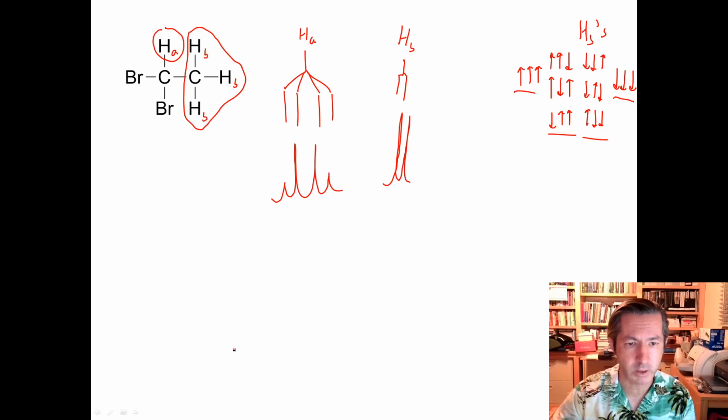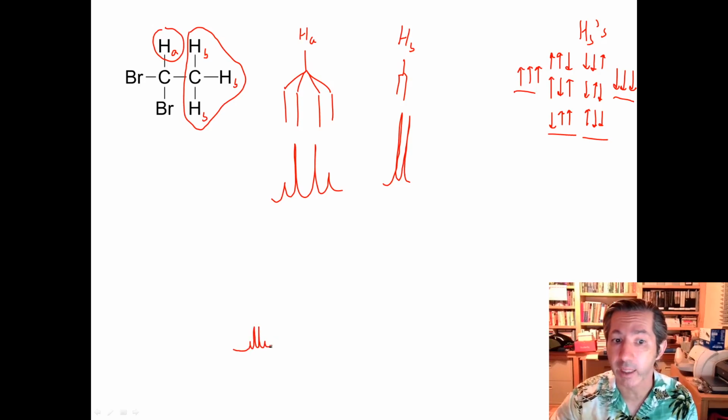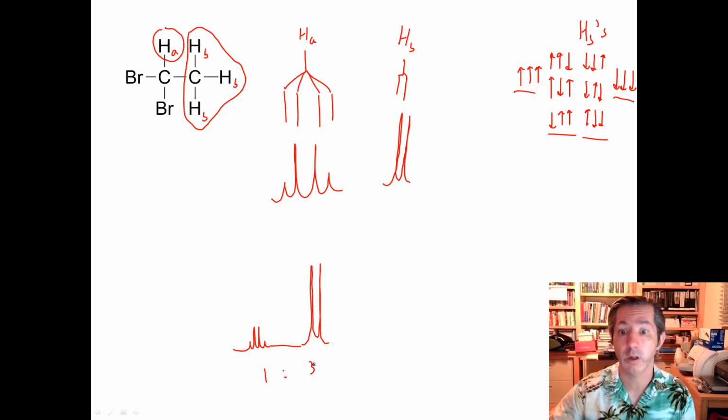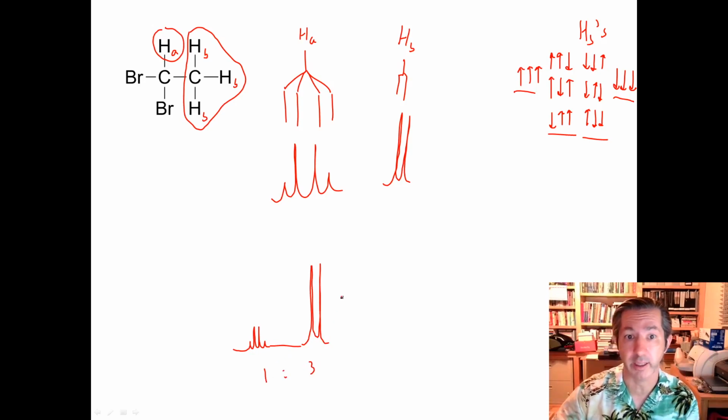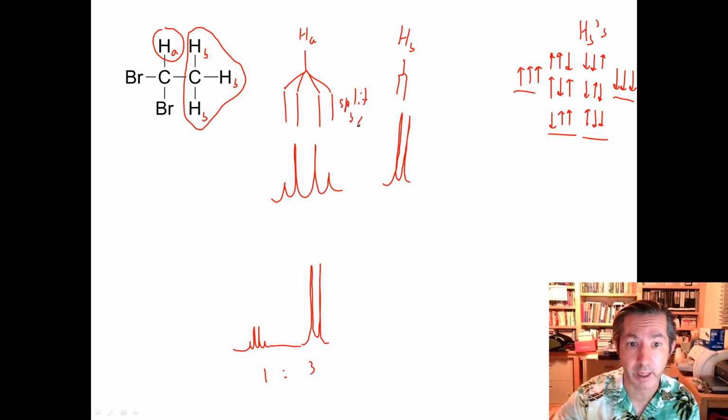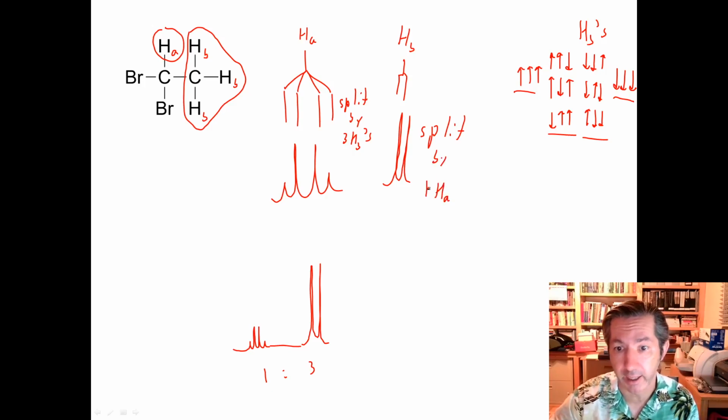And so here's what our spectrum will look like. We'll have 4 peaks. We call that a quartet. And then we'll have a fairly large doublet in a 1:3 ratio. That's called spin-spin splitting. And so what's happening is HA is being split by 3 HBs. HB is being split by 1 HA.